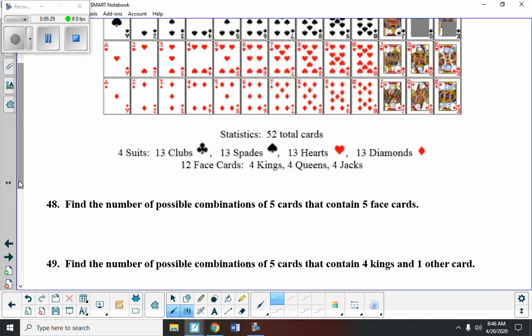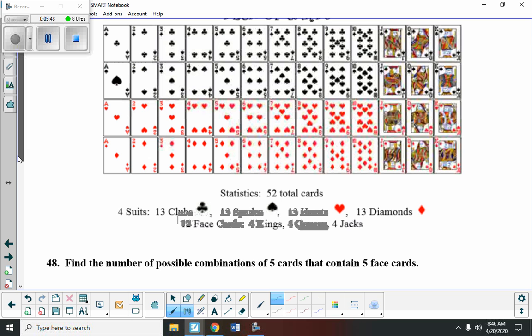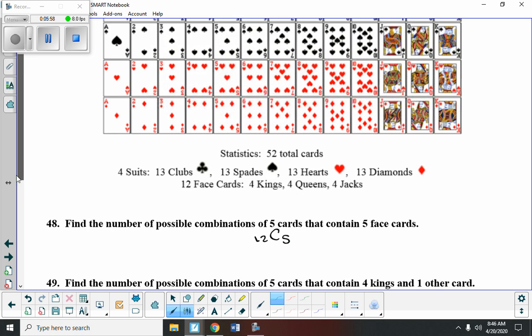Okay, so find the number of possible combinations of 5 cards that contain 5 face cards. So we are going to have 5 cards in our hand, and they're all face cards. But there are how many face cards altogether? Well, there are 12. So we want to look at all the ways that you could have groups of 5 out of 12. So that would be 12 choose 5, and that would give you your answer there if you punch that in your calculator.